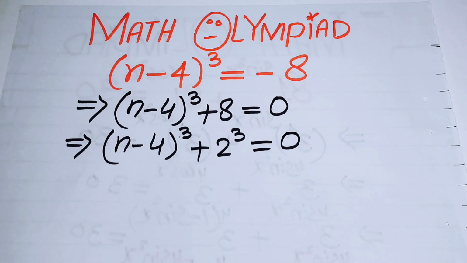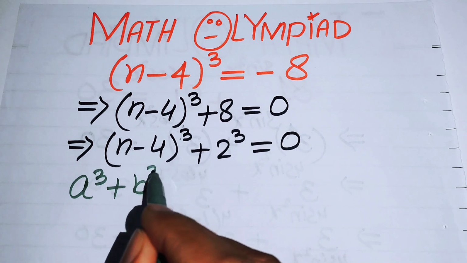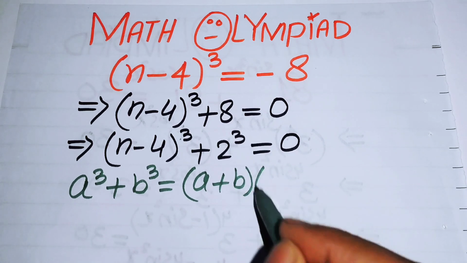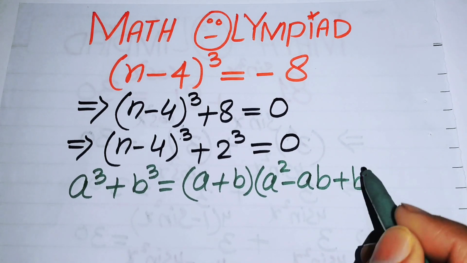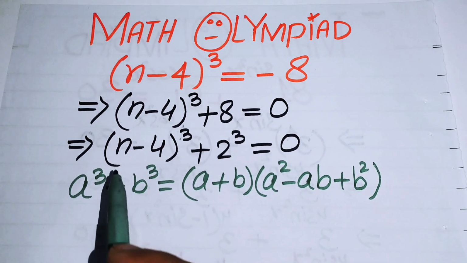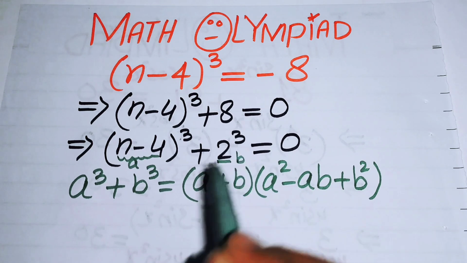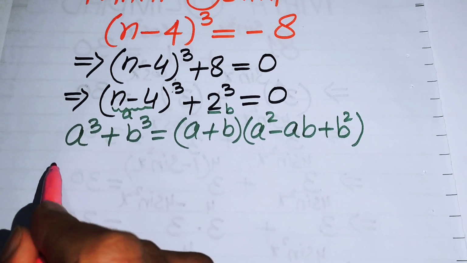And now in the next step we will use the nice cubic formula, and you know about this formula. If we have a cubed plus b cubed, it equals (a plus b) times (a squared minus ab plus b squared). And here the value of a is n minus 4 and the value of b is only 2. Now we can put the values of a and b in this formula, and we get its output in this form.